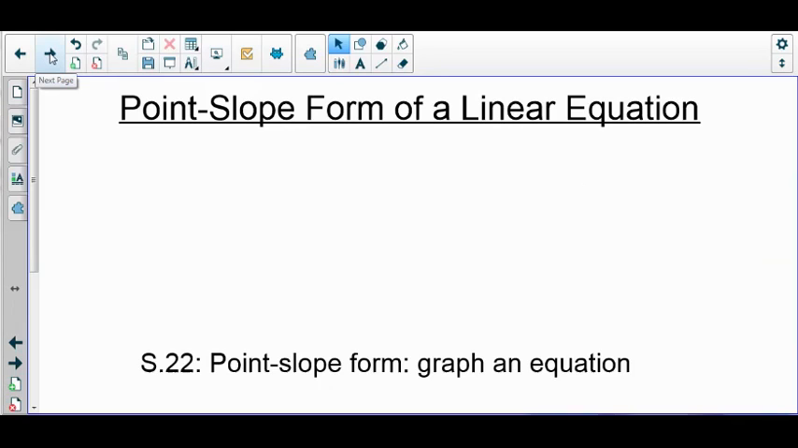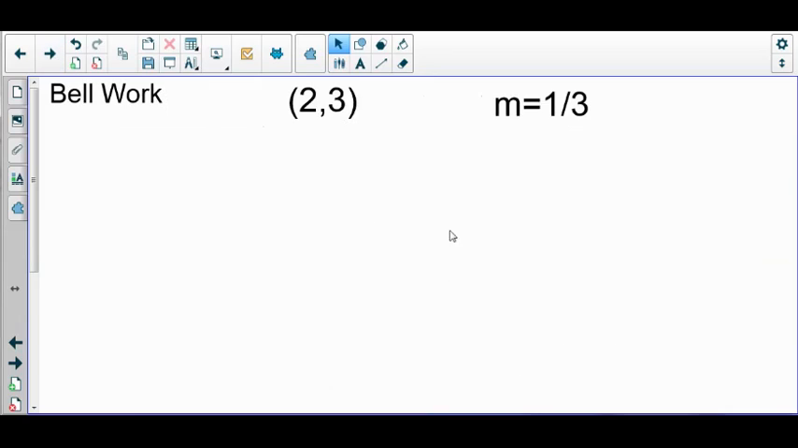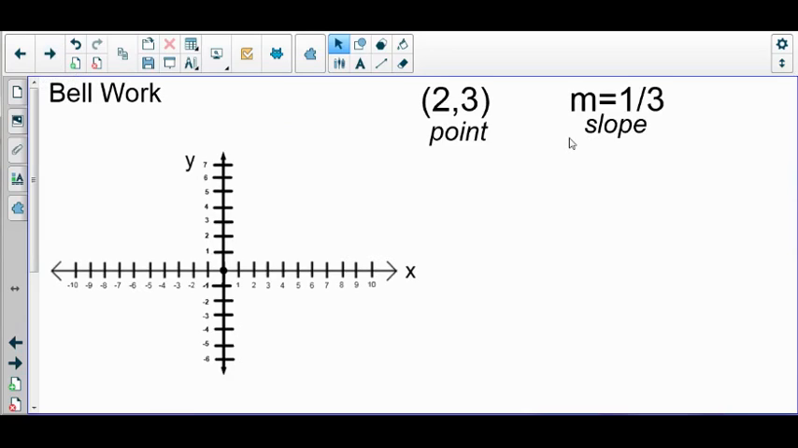Okay, point slope form of an equation. Before we get started, let's look at a point and a slope and see if we can actually graph a line from just that information. So here we have the point and the slope, so we should be able to plot a point. We'll go ahead and do this point right here, 2, 3. X is 2, y is 3. So there's the point right there, 2, 3. That's the point of a point slope.